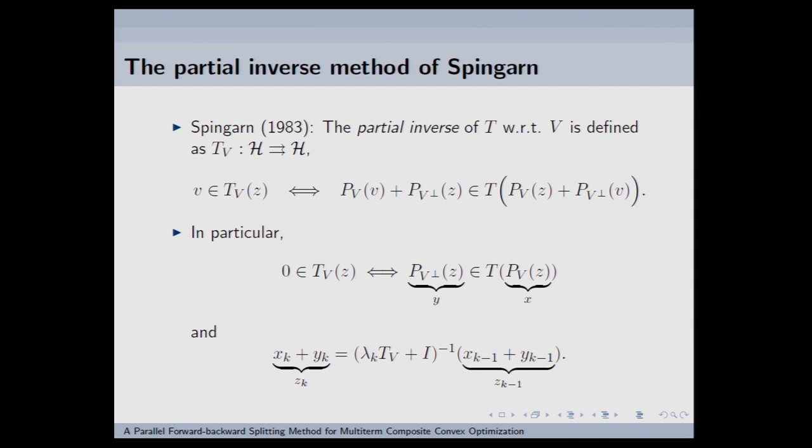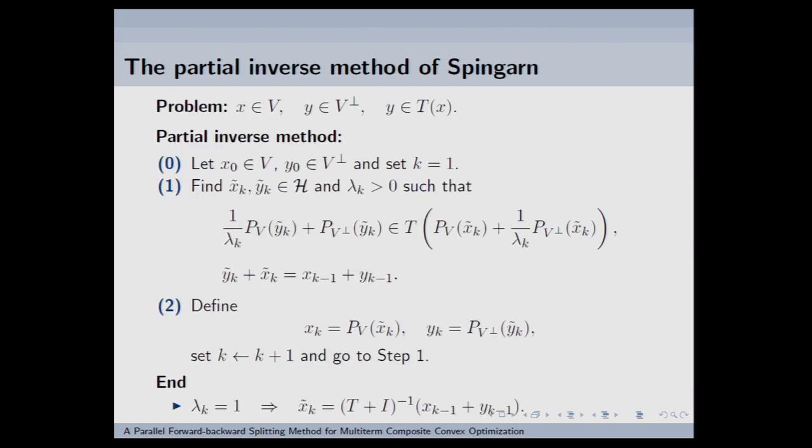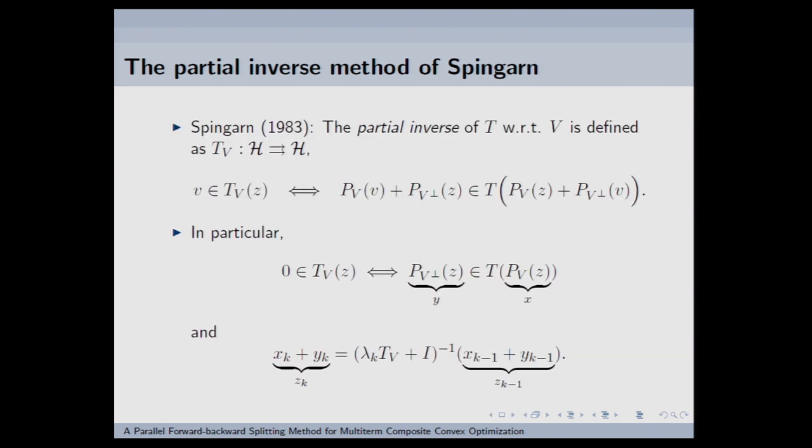Because if T_V is zero, this goes away, and this goes away, and we have this y is in V perp, and this x is in V. So we solved our problem, finding a zero of some maximal monotone operator. And Spingarn's partial inverse method, this algorithm here, is just the proximal point method applied to T_V. And so we have everything for free, like convergence from Rockafellar's work, and anything else.